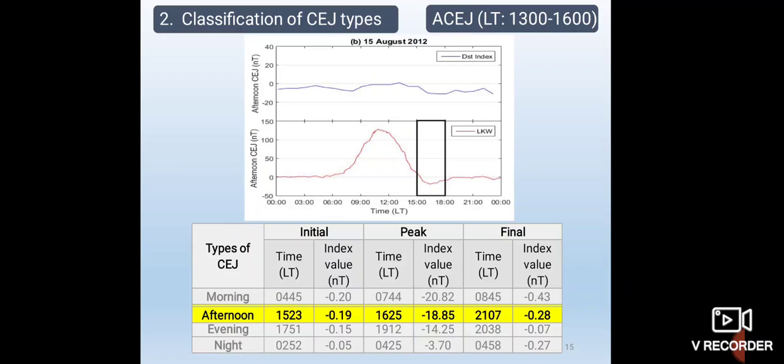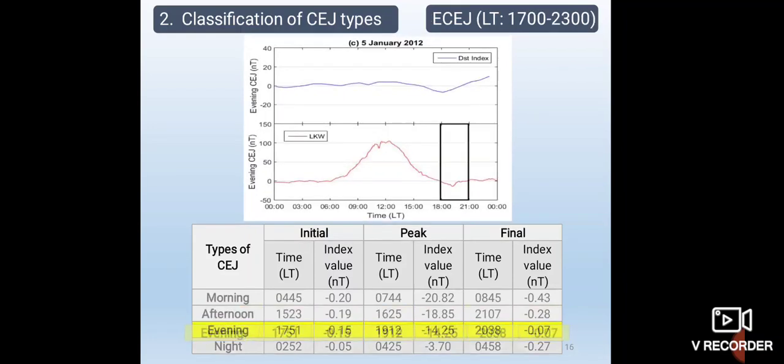Next is the geomagnetic reading recorded for afternoon CEJ on 15 August 2012. For afternoon CEJ, it starts at 15:00 with index value negative 0.19, peak at 16:25 with index value negative 18.85, and last at 21:00 with index value negative 0.28.